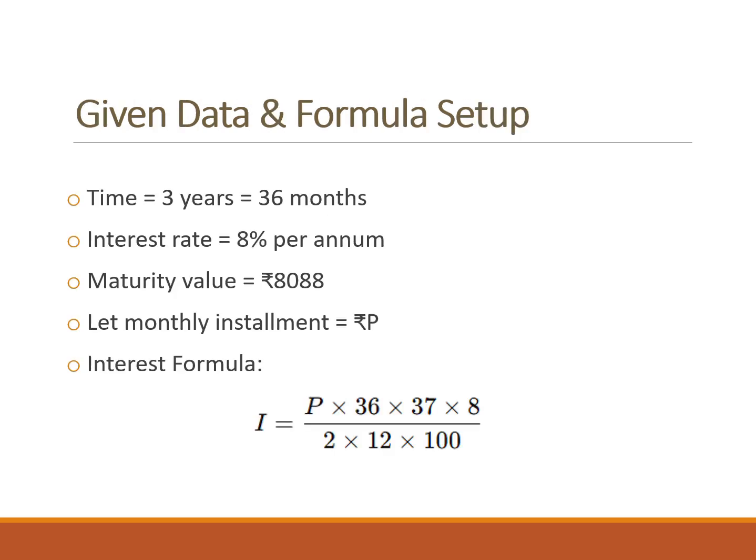From the question, we know that the time is 3 years, or 36 months, and the interest rate is 8%. Let the monthly installment be P. We'll use the standard interest formula for recurring deposits.